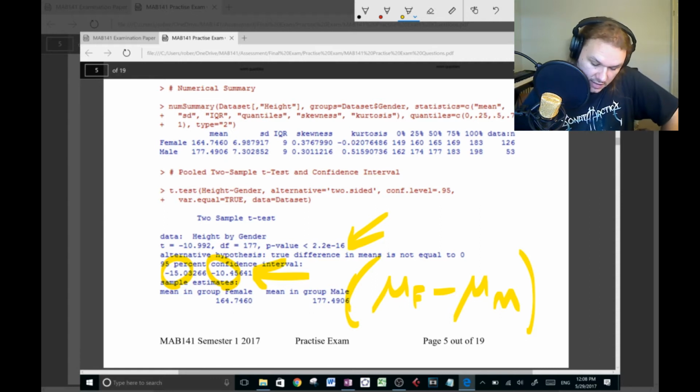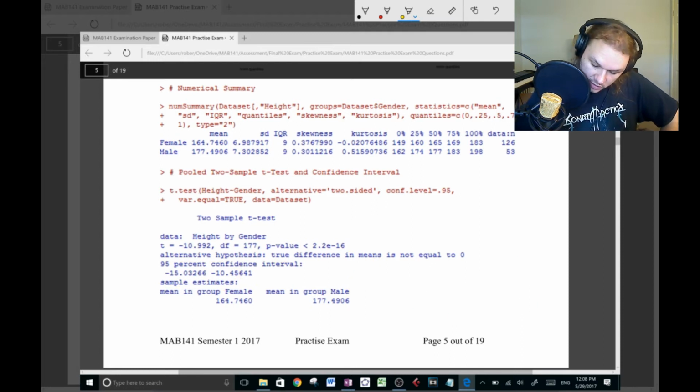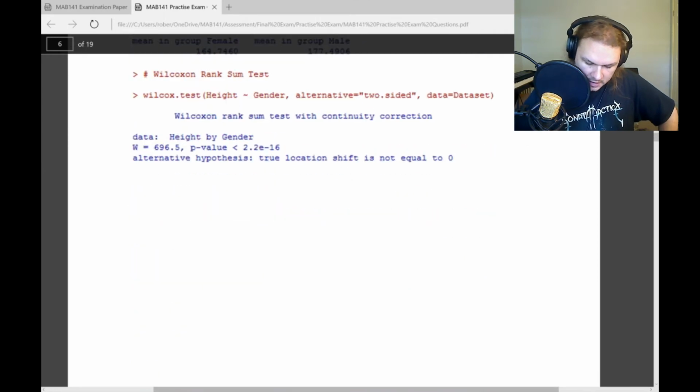But that's what it's suggesting, that men, so the men from this population, are on average 10 to 15 centimeters taller than women. And that is the way to answer this question. You could also say that you have no concerns with any of the assumptions of this test as well, to complete the question. Okay, let's keep moving on.